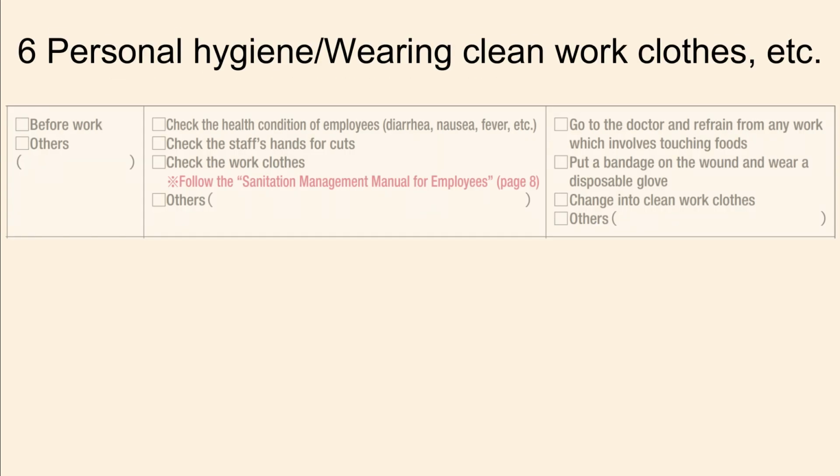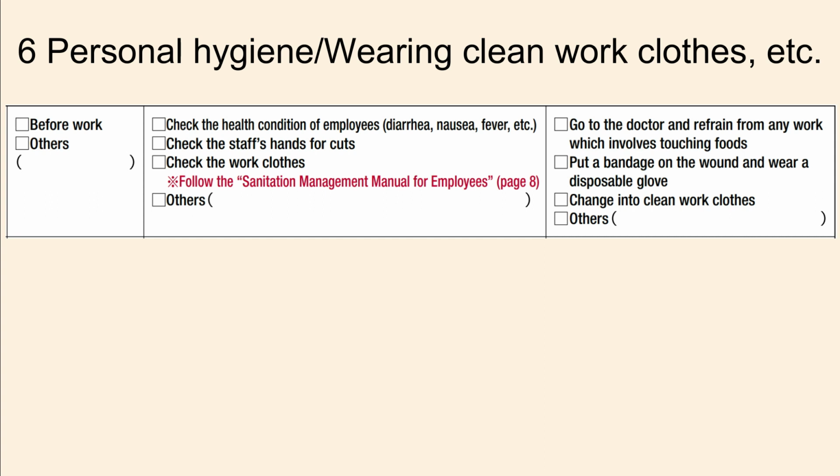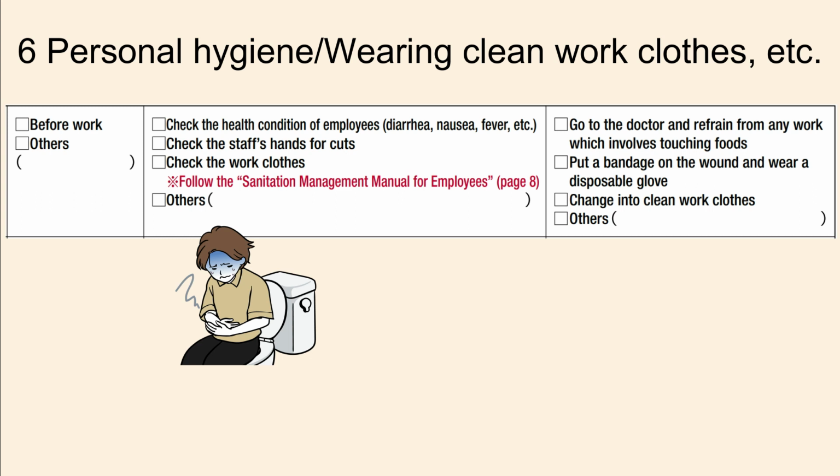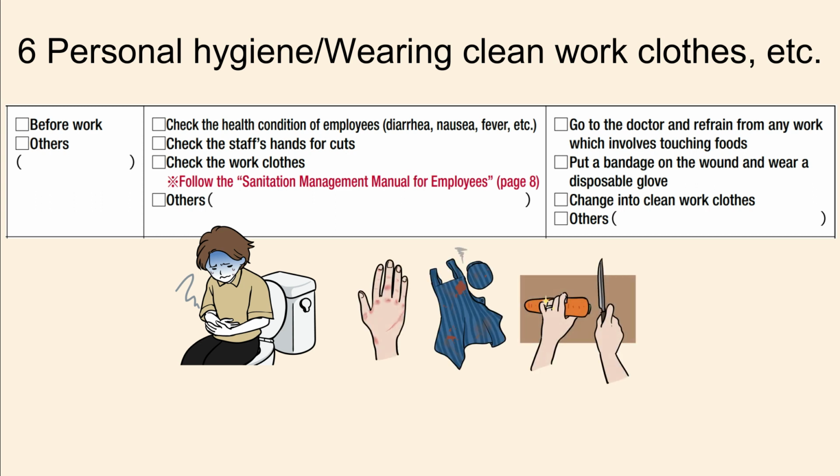The sixth item is personal hygiene, wearing clean work clothes, etc. If a person in charge of food preparation has diarrhea, there is a risk of food poisoning via his or her hands. In addition, if workers have cuts on their fingers, wear soiled work clothes, or forget to remove rings or other ornaments, they may contaminate food with harmful microorganisms or cause contamination by foreign objects.